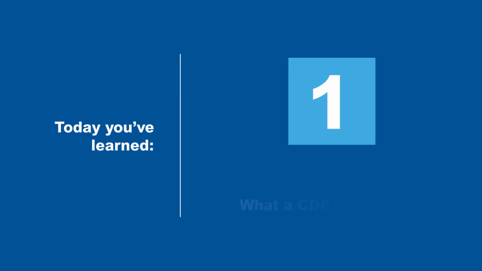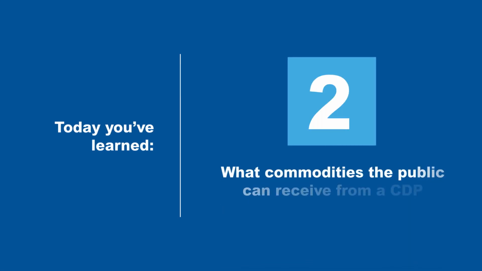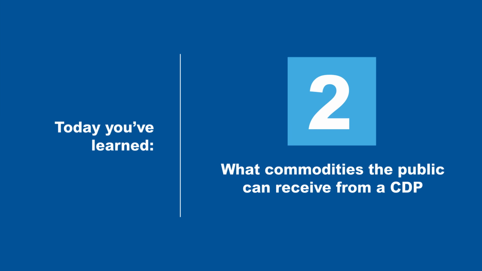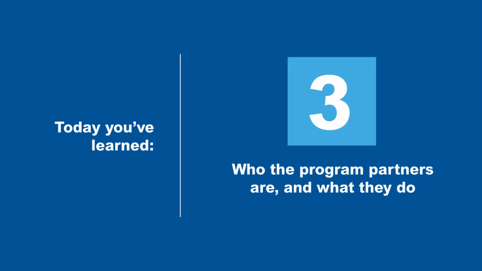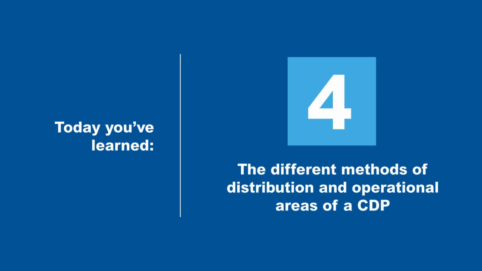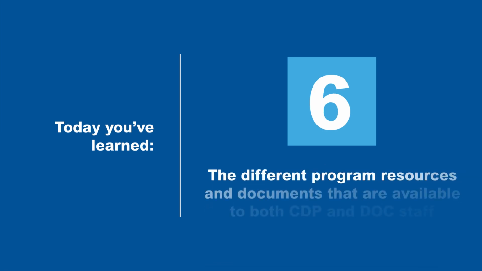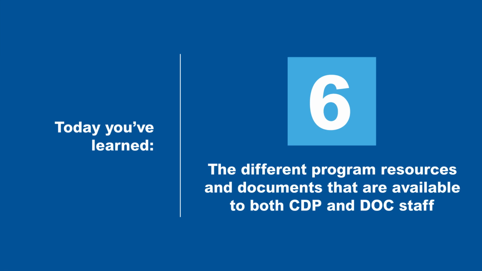Let's recap what you've learned during this video. Today you've learned what a CDP is and when they may be useful, what commodities the public can receive from a CDP, who the program partners are and what they do, the different methods of distribution and operational areas of a CDP, the different staffing roles and responsibilities, and finally, the different program resources and documents that are available to both CDP and DOC staff.